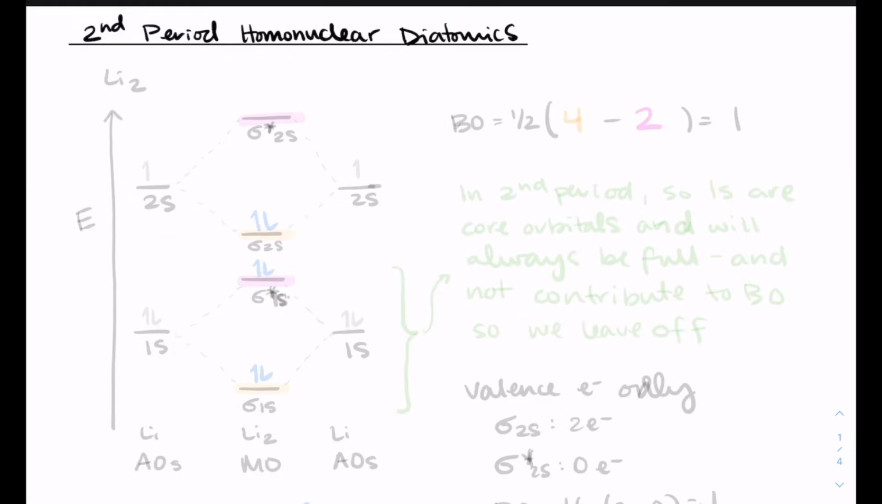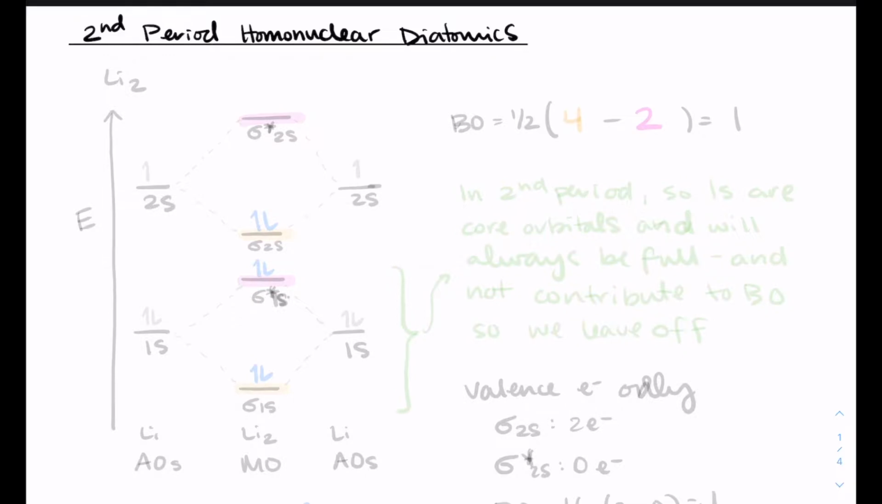All right, let's make some bigger diagrams. So we did hydrogen, H2, and helium, He2. Let's go down to the second period and do the homonuclear diatomics. So for dilithium, Li2, I'm going to make my MO correlation diagram.